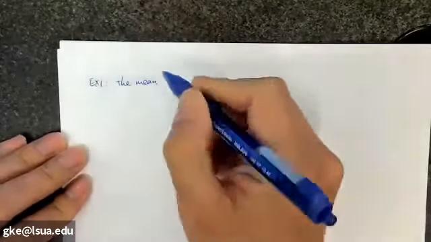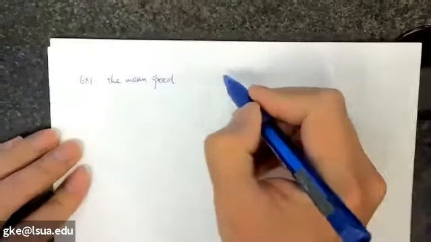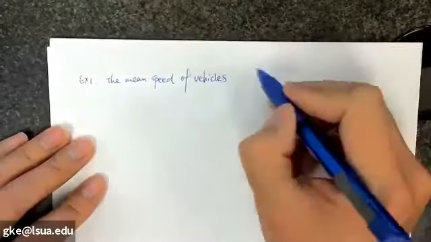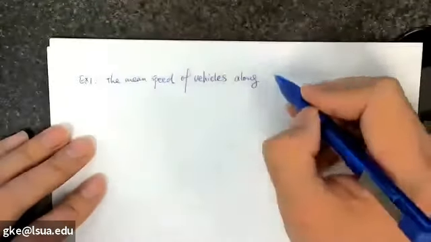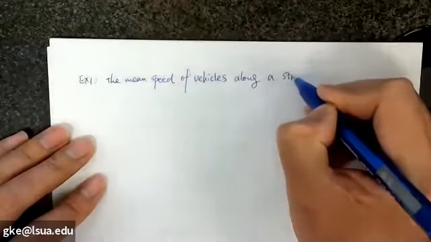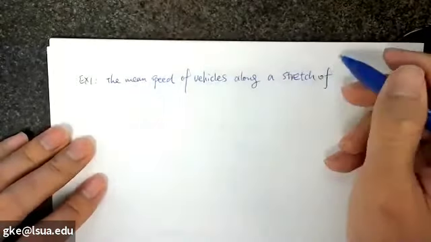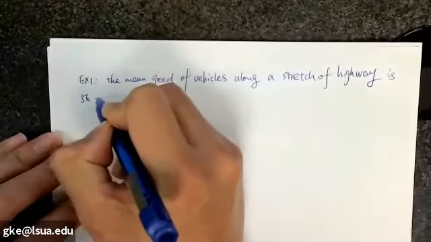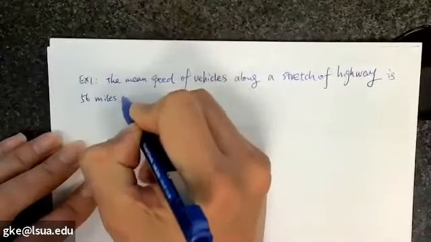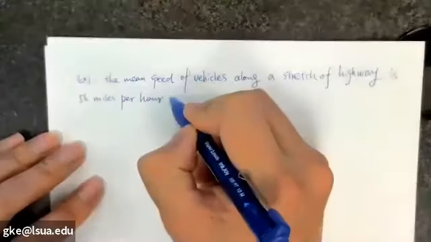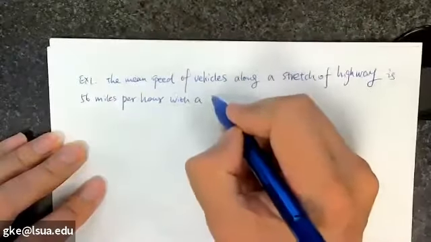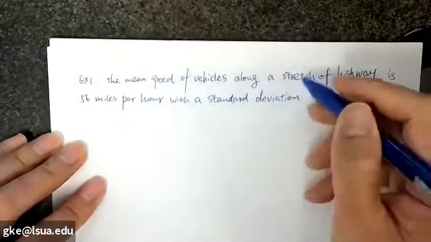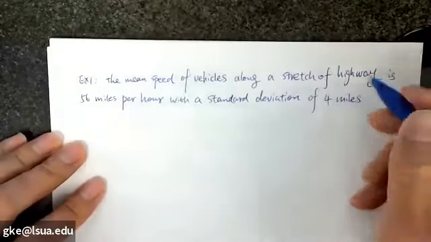The mean speed of vehicles along a stretch of highway is 56 miles per hour with a standard deviation of 4 miles per hour.